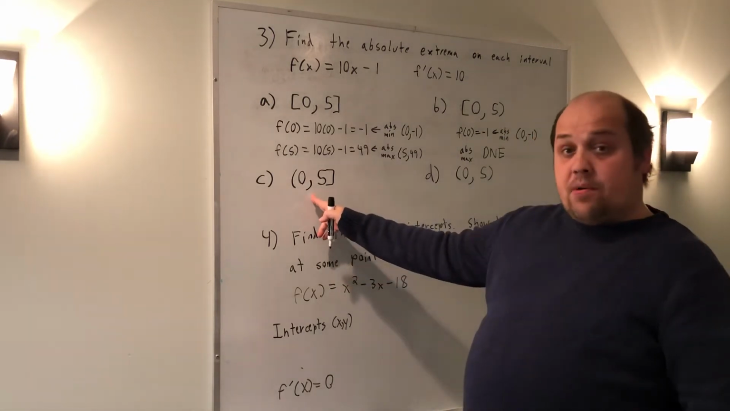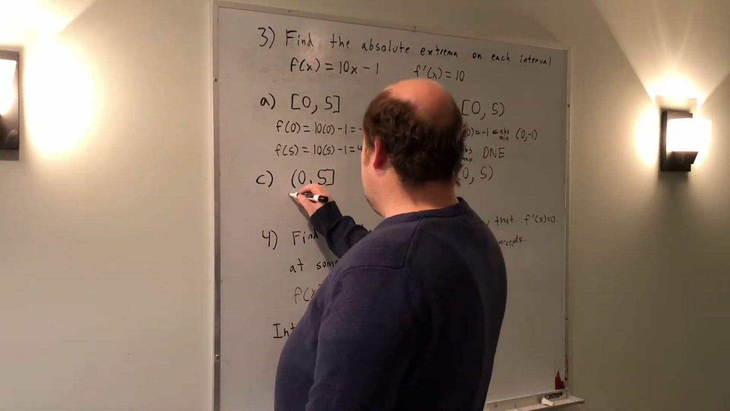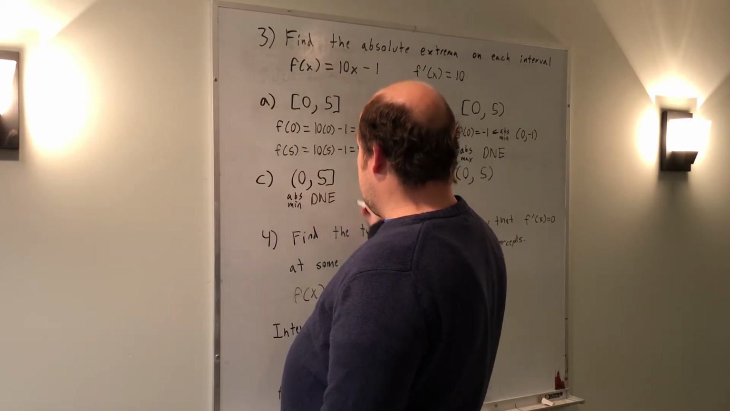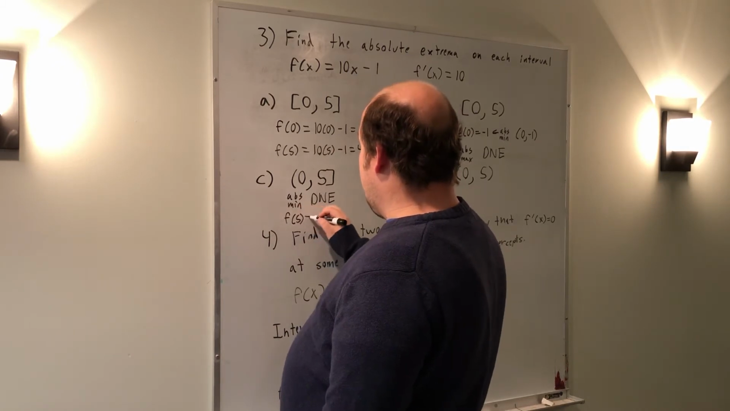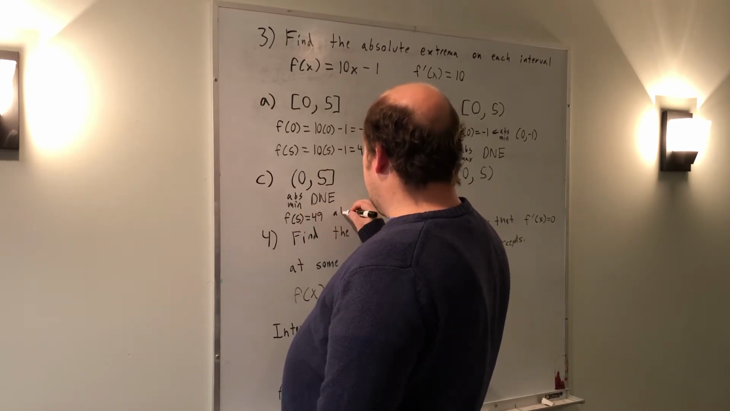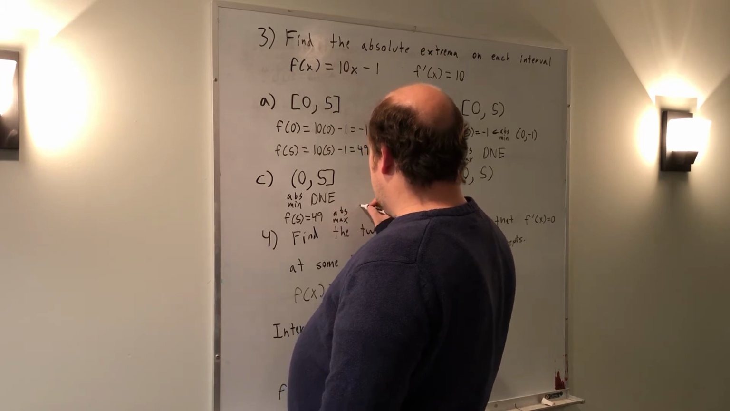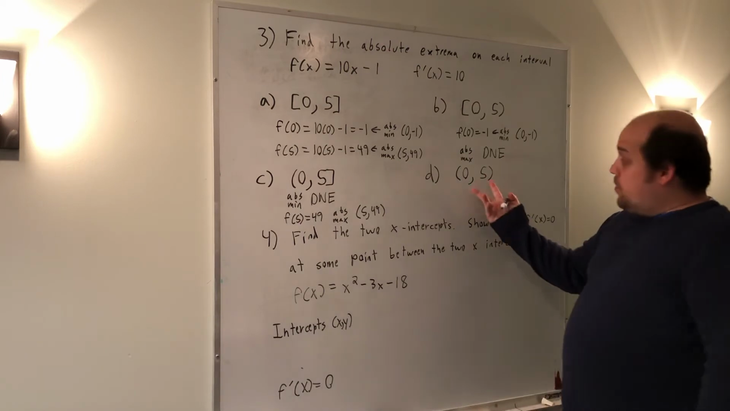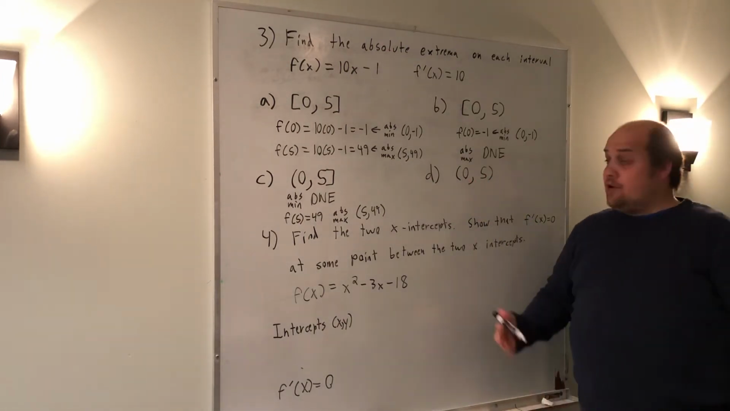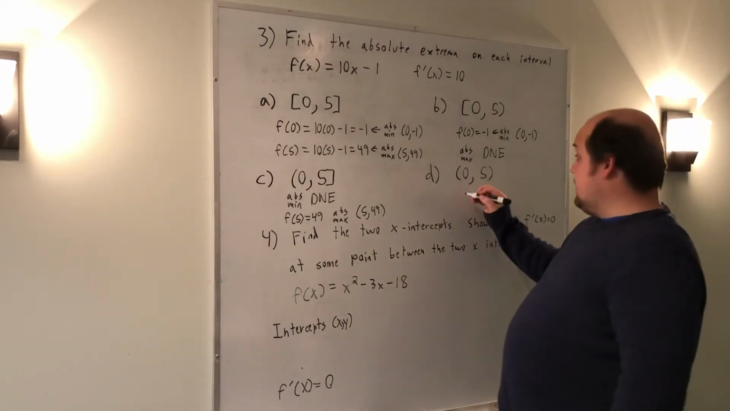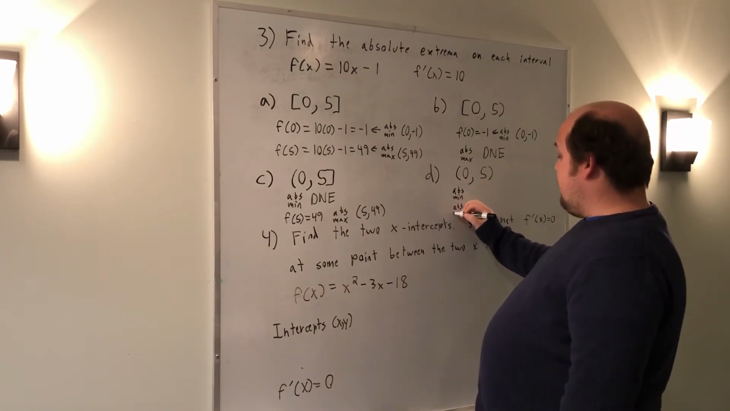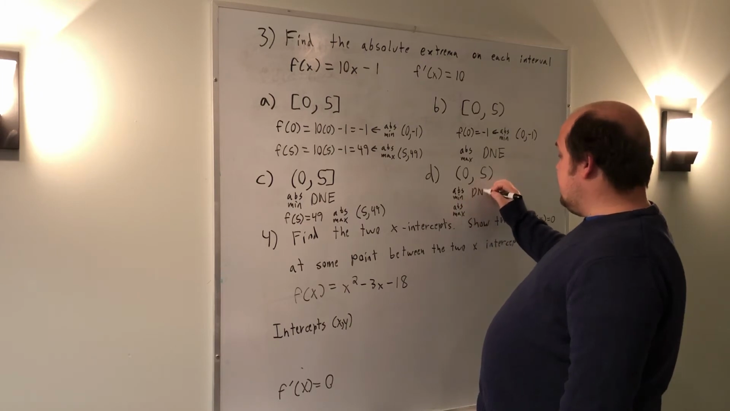It's flipped here in part C. In part C, the absolute min does not exist, but the absolute max is found from f of 5 equals 49, meaning my absolute max is the point 5, 49. For the final one, they're both parentheses. Since they're both parentheses, neither one exists. So both for absolute min and absolute max, I'm going to write D and E.